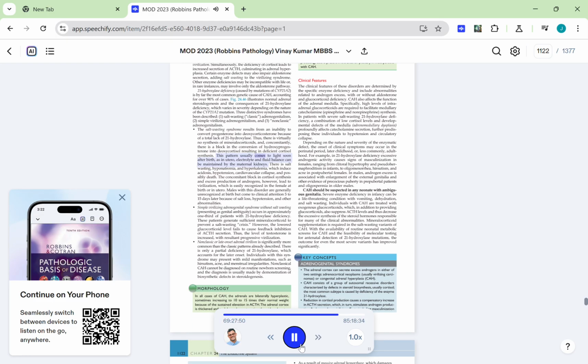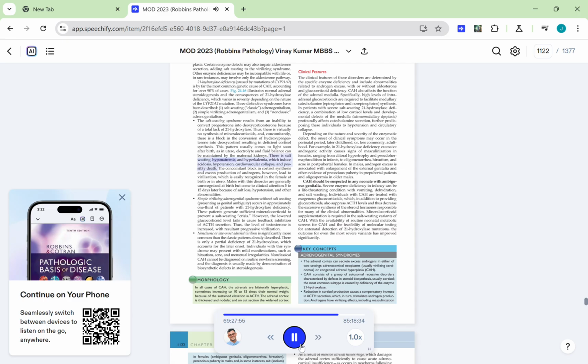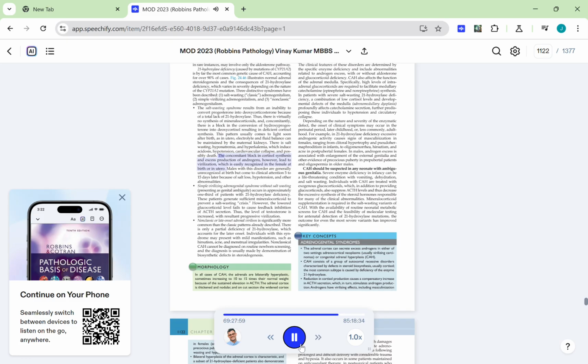This pattern usually comes to light soon after birth. In utero, electrolyte and fluid balance can be maintained by the maternal kidneys. There is salt wasting, hyponatremia, and hyperkalemia, which induce acidosis, hypotension, cardiovascular collapse, and possibly death. The concomitant block in cortisol synthesis and excess production of androgens, however, lead to virilization, which is easily recognized in the female at birth or in utero.